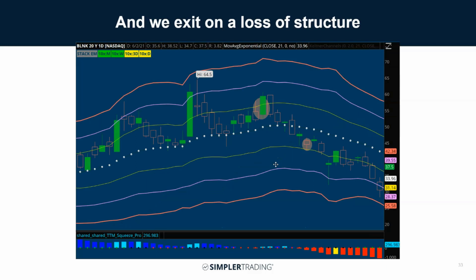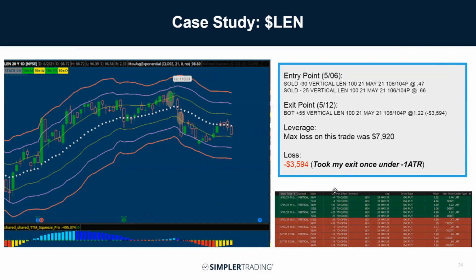Just like BLNK here. When I took this entry, picture perfect. Daily squeeze, an entry near the buy zone. You had stacked EMAs. However, check out the loss of structure. You start to close down under -1. No more stacked EMAs. That's not what should happen with a bullish daily squeeze. Now, we don't want to have an opinion that BLNK could recover here and go back to highs. No. We're going to follow the rules. Once we get a close under -1 ATR, no questions asked. We're cutting off that trade because it's a loss of structure.